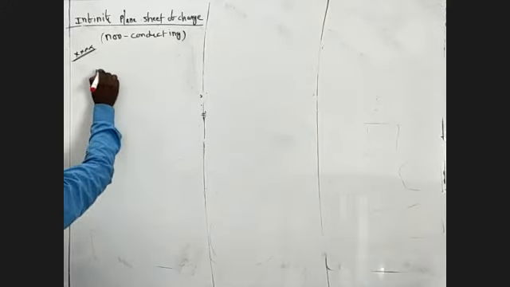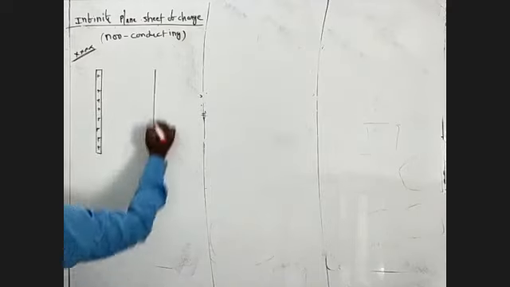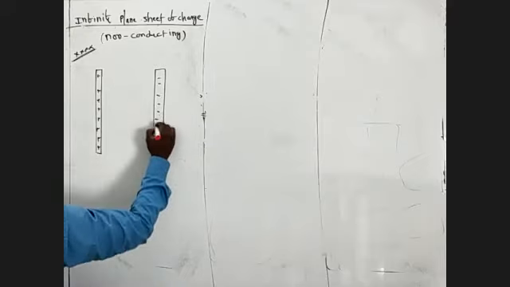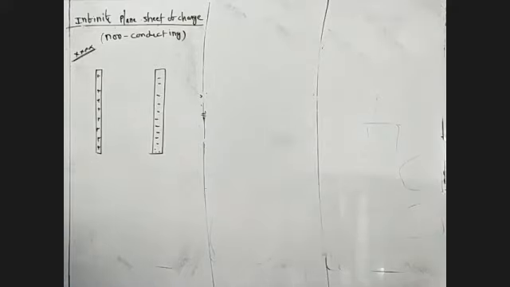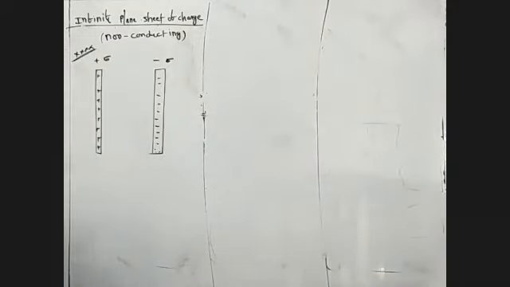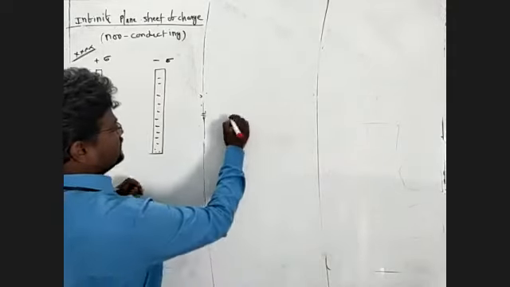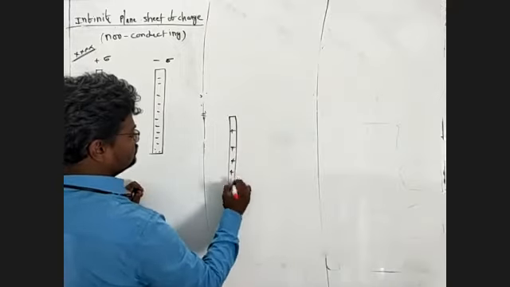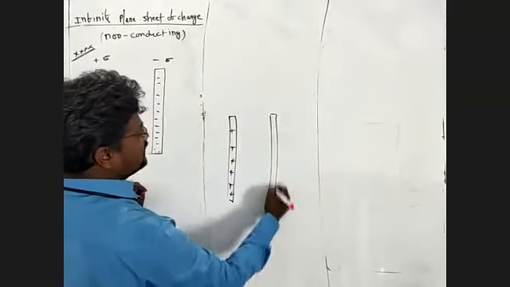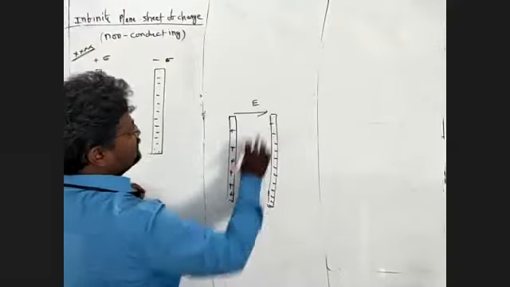This is a positive plate with plus sigma, and this is a negative plate with minus sigma. So first of all, these are two plates, one positive and one negative. The two plates are parallel to each other, and this provides a uniform electric field between them.